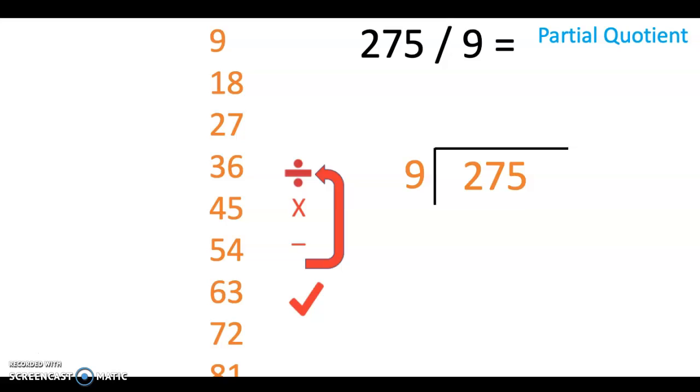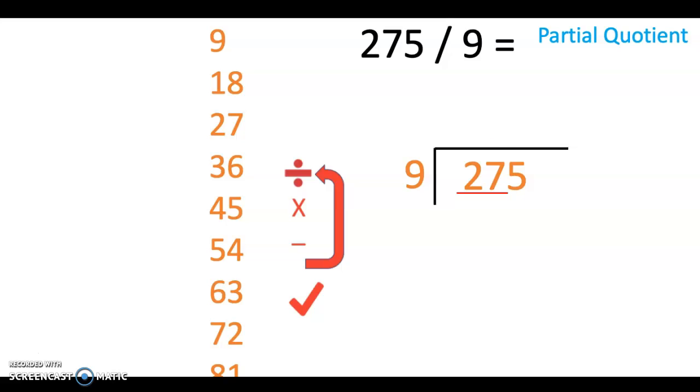So let's start dividing in our biggest place value. That's the hundreds place. If we have 2 babies and 9 people, can we do that? No, we can't. So that means that we're going to go right onto the tens place. So now we have 27 babies and 9 people.